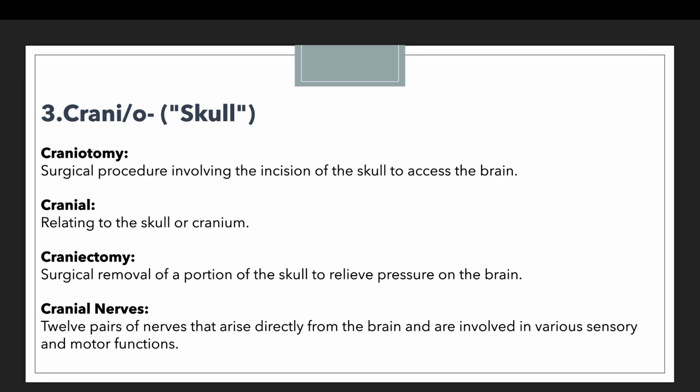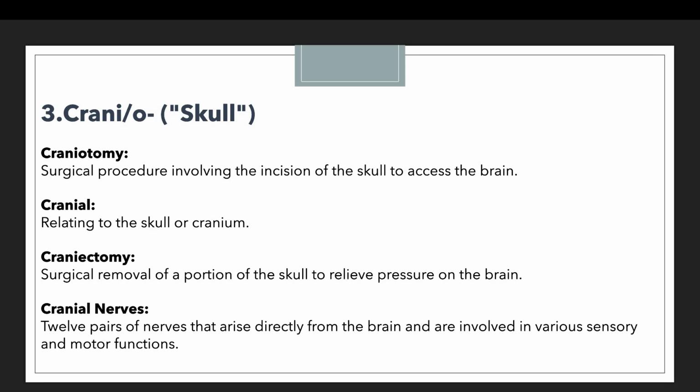Now look at the examples. The first one is craniotomy. Now what is craniotomy? A surgical procedure involving the incision of the skull to access the brain. Again, for the treatment of some disease, if a surgical procedure is involved for the incision of a skull to access the brain, then we will denote this with the terminology craniotomy, which is initiated with the prefix cranio.